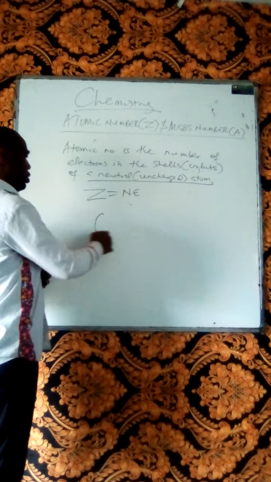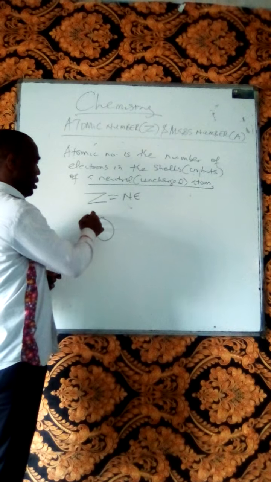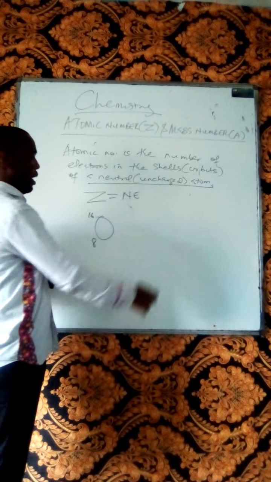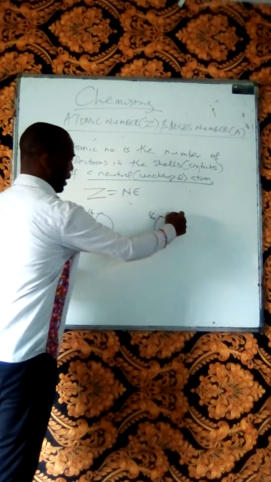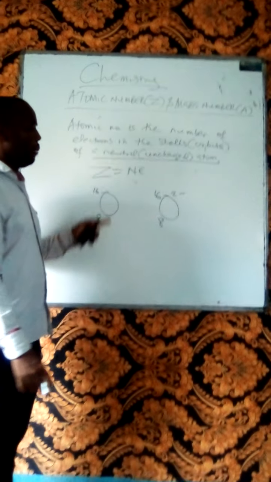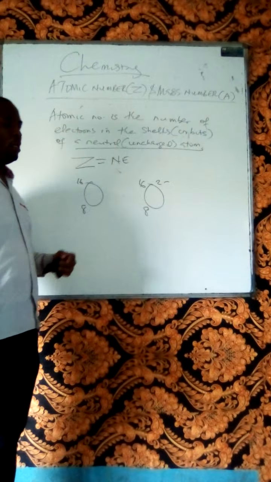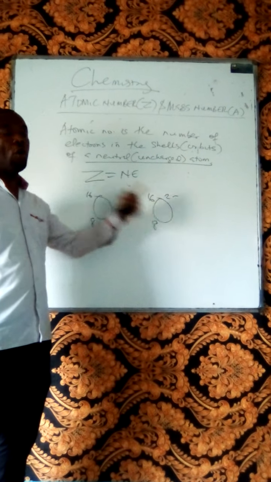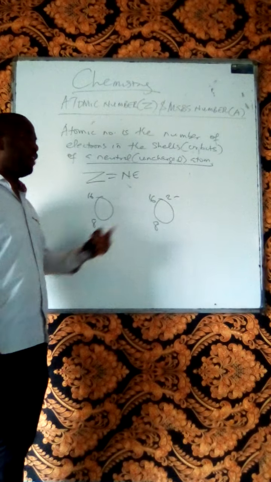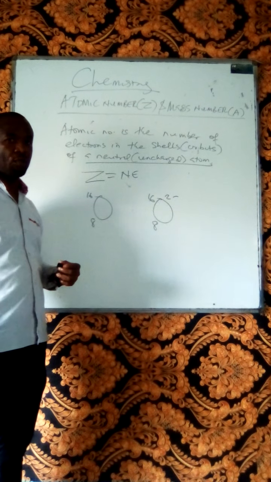Let's look at oxygen, 16/8 O. Let's look at another oxygen, 16/8 O 2 minus. These are particles of oxygen. This is the atom, while this one is charged, which we call an ion. A negative ion is called an anion in chemistry.